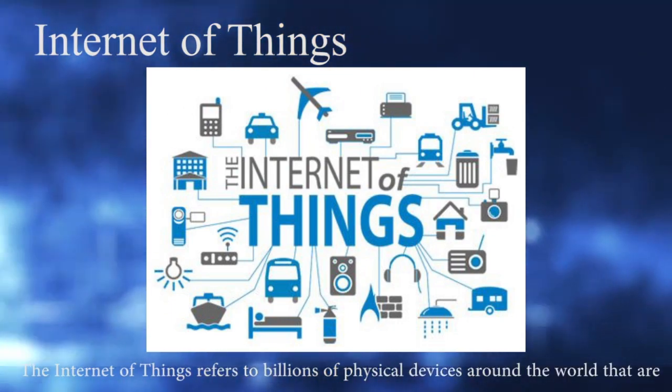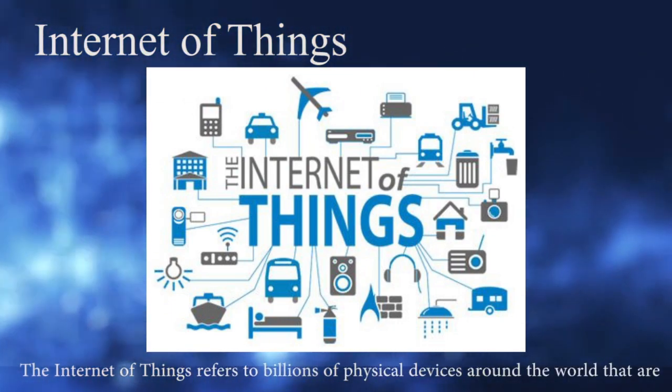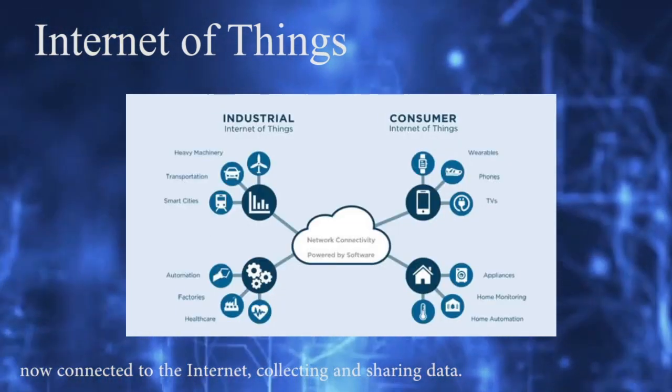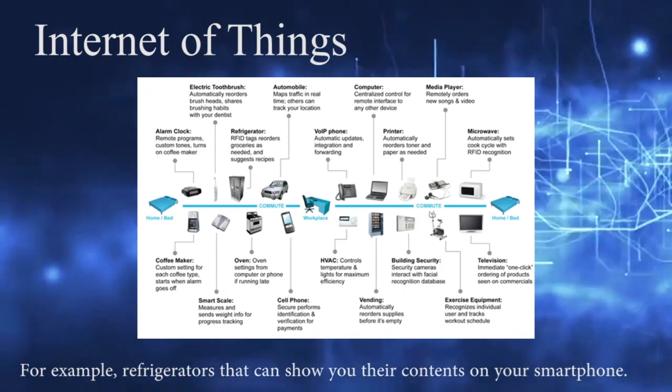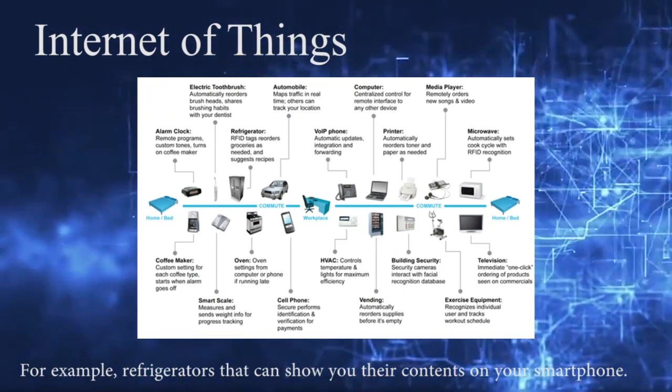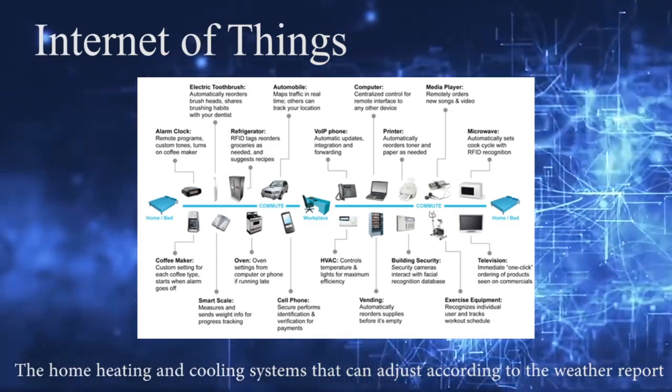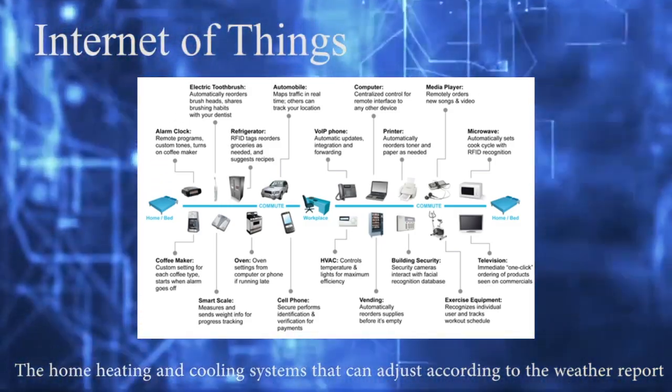Internet of Things refers to billions of physical devices around the world that are now connected to the Internet, collecting and sharing data. For example, refrigerators that can show you their contents on your smartphone, and home heating and cooling systems that can adjust according to the weather report.